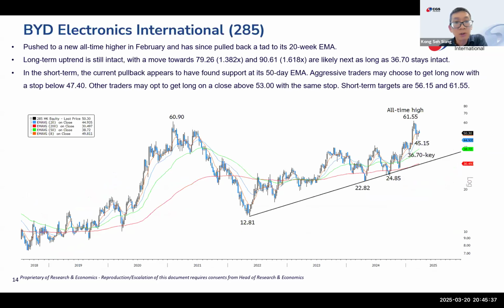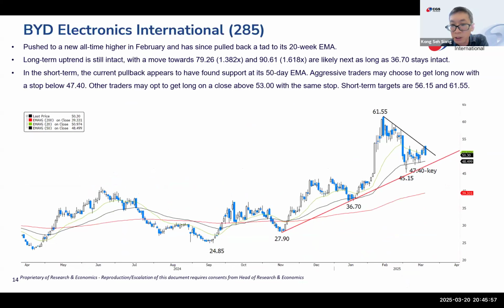BYD also has its own electronics arm, which I think is actually much stronger than BYD itself. It also pushed to a new high in February. The pullback has been shorter, and it's holding a very nice entry level right now. If you zoom in, you can clearly see a nice pullback. It has yet to break out of the current short-term trading range, so this one has short-term trading opportunities.